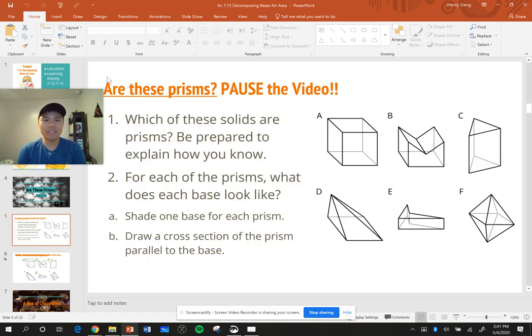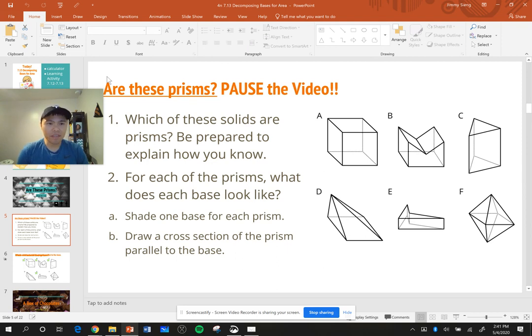I want you to see if these are prisms. Go ahead and look at A, B, C, D, E, and F. Pause this video and answer these questions. Which of these solids are prisms? And for each of the prisms, what does each base look like?